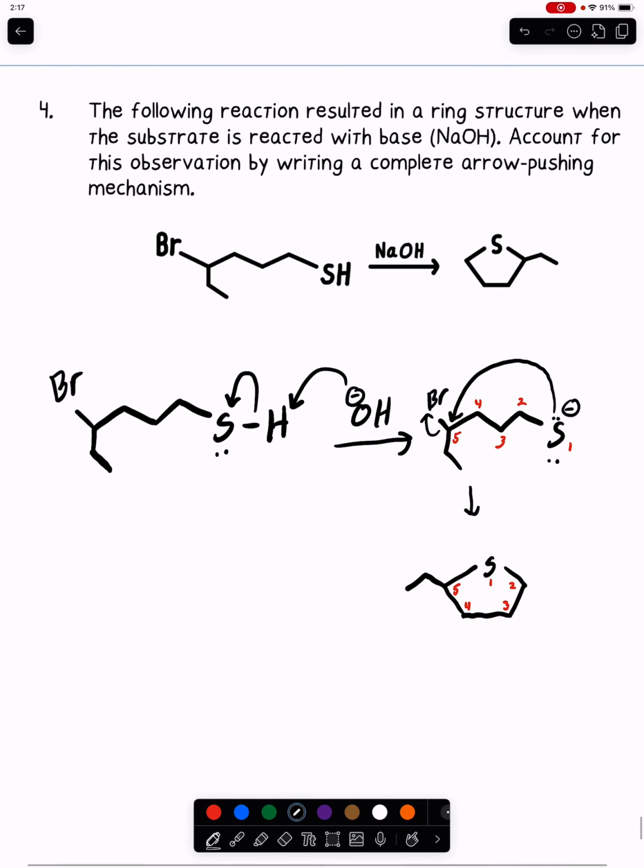And that's it. This would be a logical mechanism for how that substrate, when reacted with base, turns into this product. At this point, we have answered the question.